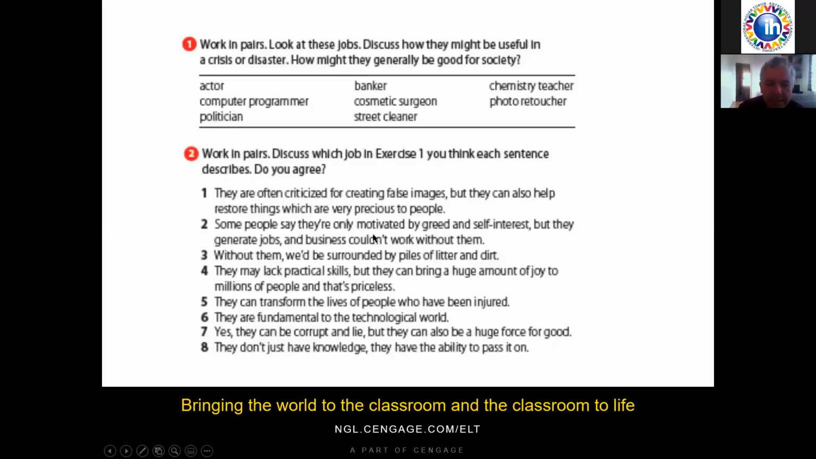So what we might be seeing is, they're often criticized for -ing, but they can also help -ing, do something. So we could identify this as a chunk which the students could adapt to their different situations. Maybe, without them, we'd be. So what we're looking at is, yes, that includes the grammar, but we're just giving them this kind of framework for talking about other jobs.